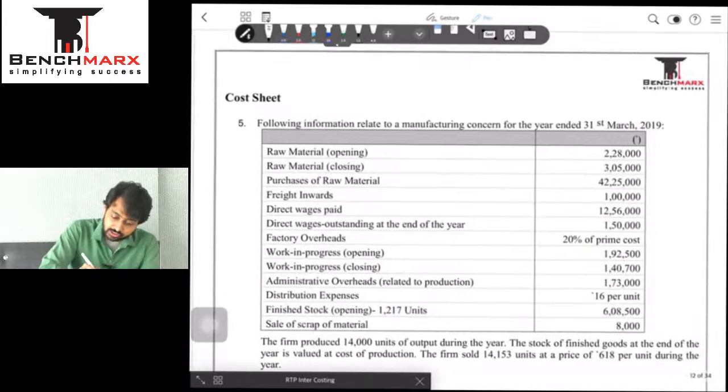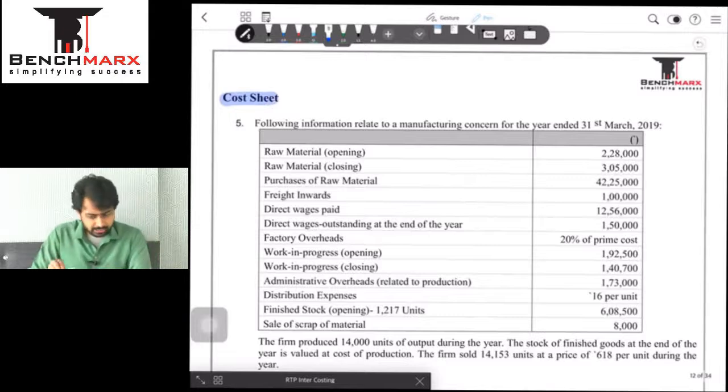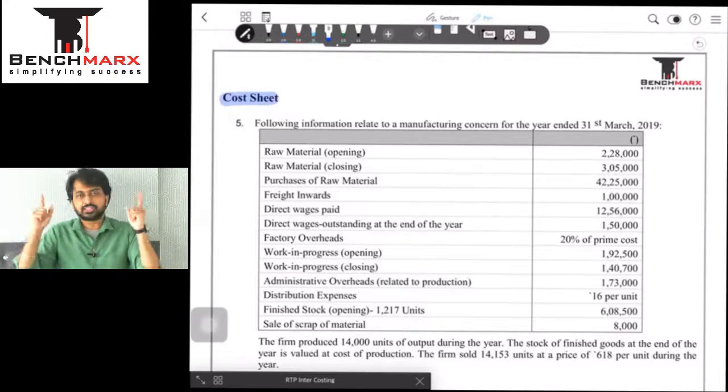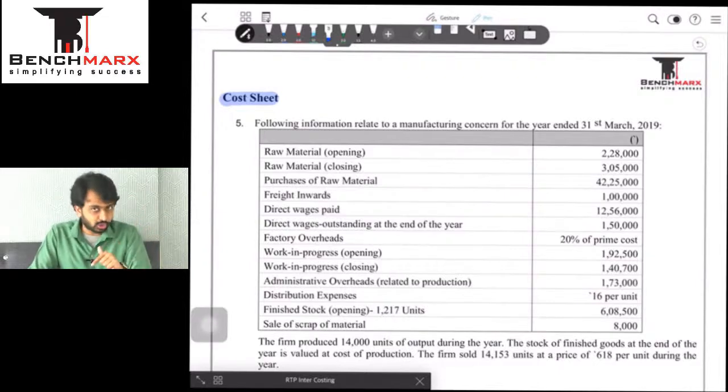This question is on cost sheet. Now again, cost sheet has been discussed n number of times. I'll quickly discuss the format and then we can start. Okay, DM and DL is a prime cost. DM is opening plus purchase minus closing, because I want DM consumed. After prime cost, add the factory overheads, variable or fixed. Fixed will be absorbed. I'll get the gross factory cost. Add opening and closing WIP. I'll get the net factory cost or normal factory cost, to which I will add admin costs which are production based.